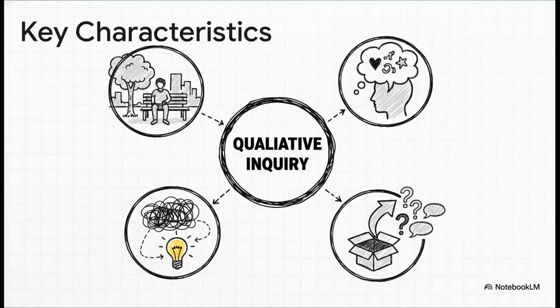So what makes qualitative research tick? Well, it has some key features. It's naturalistic, which just means it studies people in their real-world settings. It's interpretive, so it focuses on what experiences actually mean to the people living them. It's also emergent. A lot of the time, the biggest insight is just going to bubble up from the data itself, rather than from some preset hypothesis you had.